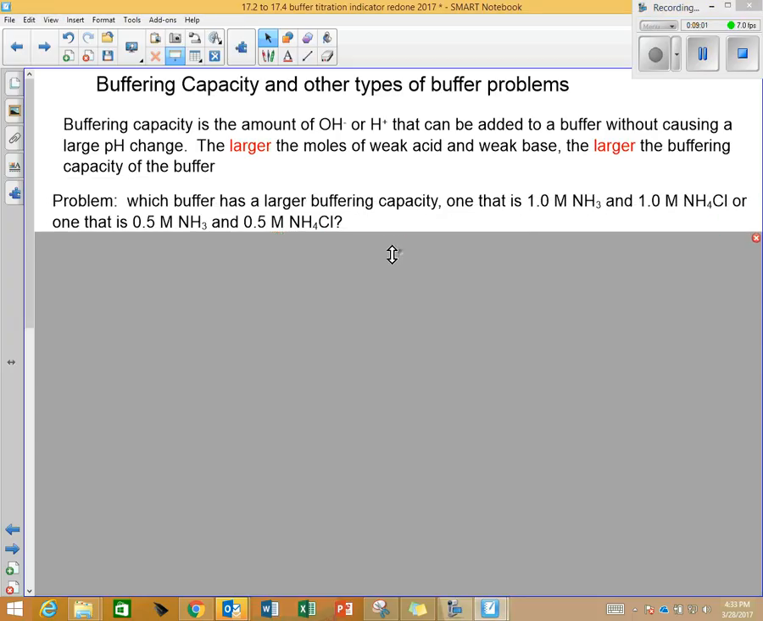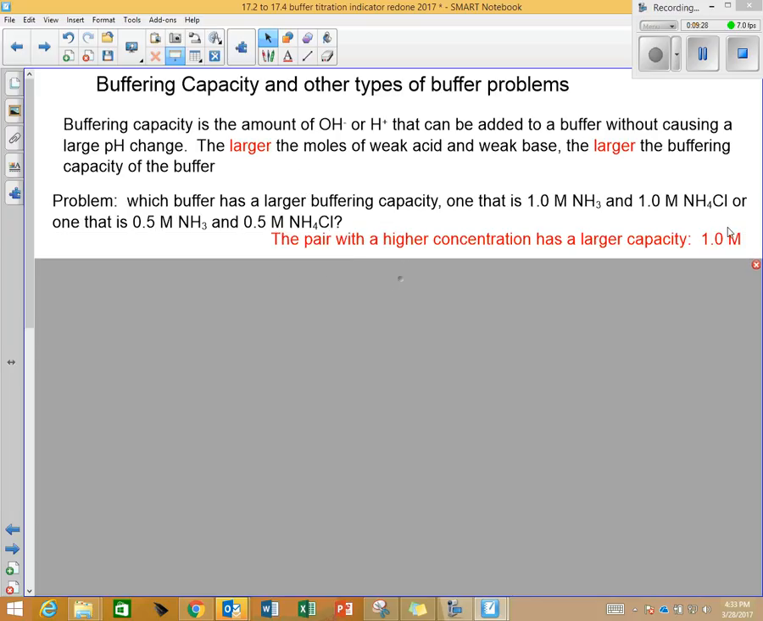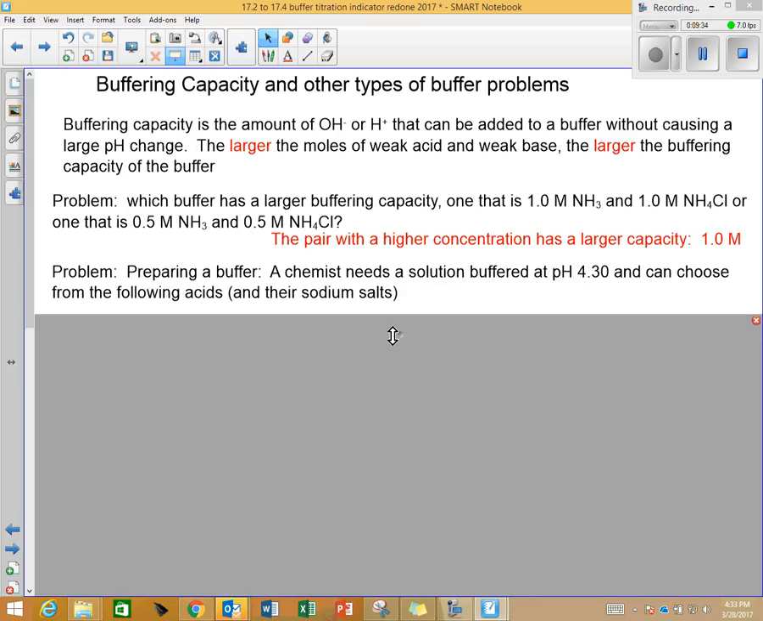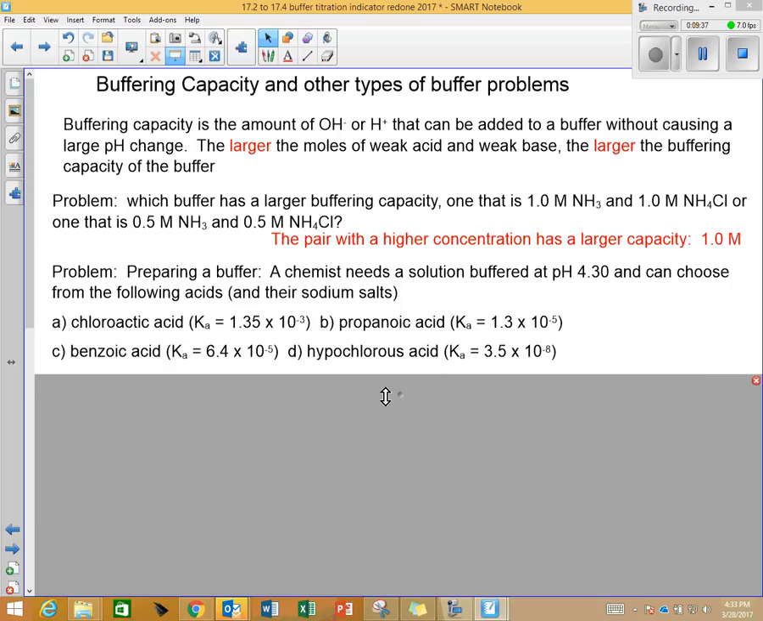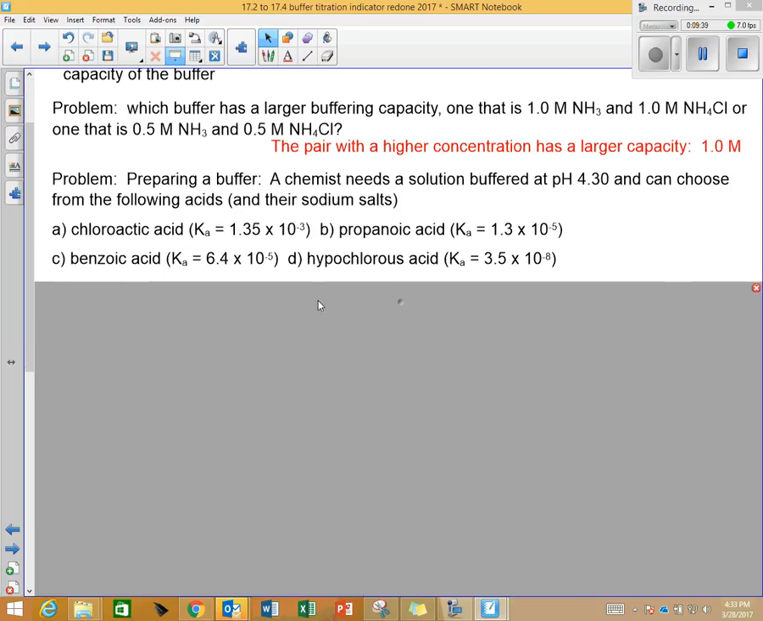Okay, quick problem. Which buffer has a bigger capacity? One that is 1 molar in its weak base and conjugate weak acid, or one that is 0.5 molar in its weak base and conjugate weak acid? We just learned we need more moles. So this is assuming they have the same volume. I should have specified both 1 liter or both the same volume. So the one with the higher molarity will have more moles, so that one will have the bigger buffering capacity, 1 molar.